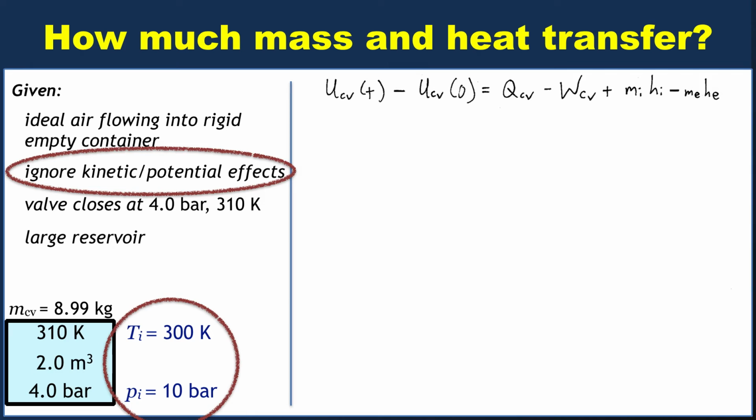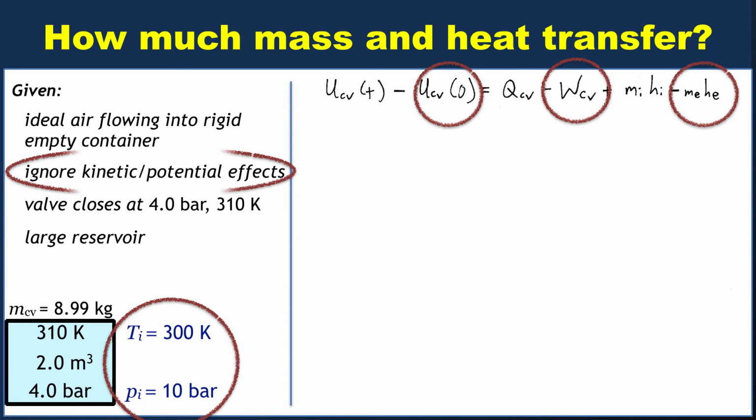Okay, so what terms can we get rid of here? Well, it was initially empty, so there's no initial internal energy. U_CV at time equals 0 must be 0. Likewise, the container is rigid, it's not getting pushed around or changed in volume. That tells us that W_CV is also 0. Finally, we said there's no exit, so m_e times h_e was there for completeness, but obviously it's going to be 0. So this simplifies our lives greatly. We now just have that U at some time is Q_CV plus m_i h_i.